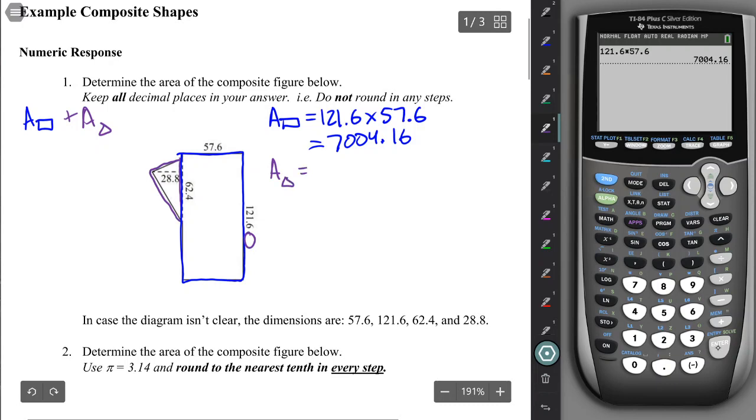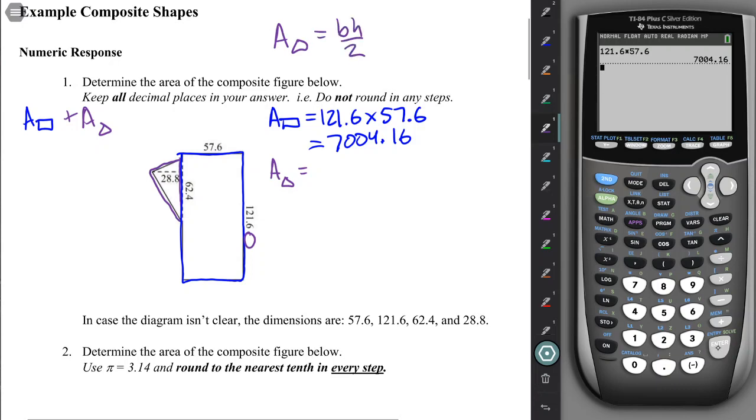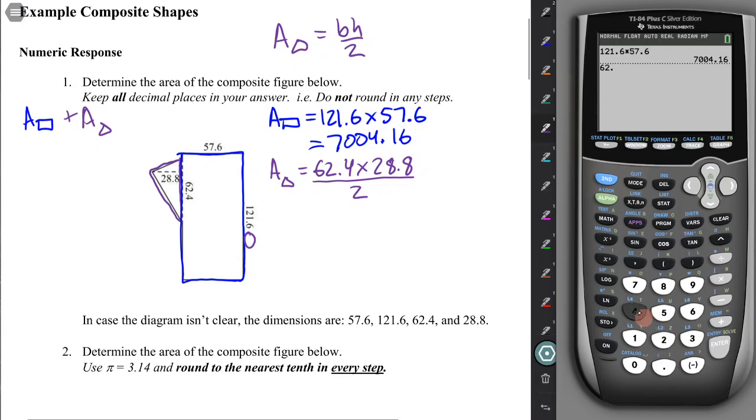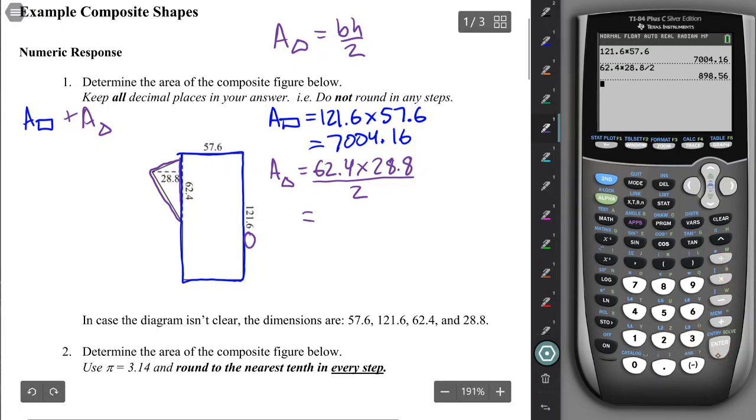Now, area of a triangle is base times height divided by 2, right? So area of a triangle is base times height divided by 2. That's our formula. So our base is 62.4 times our height is 28.8, and then we divide that by 2. And I can do that in my calculator in one step. 62.4 times 28.8 divided by 2, and that gives us a total of 898.56.